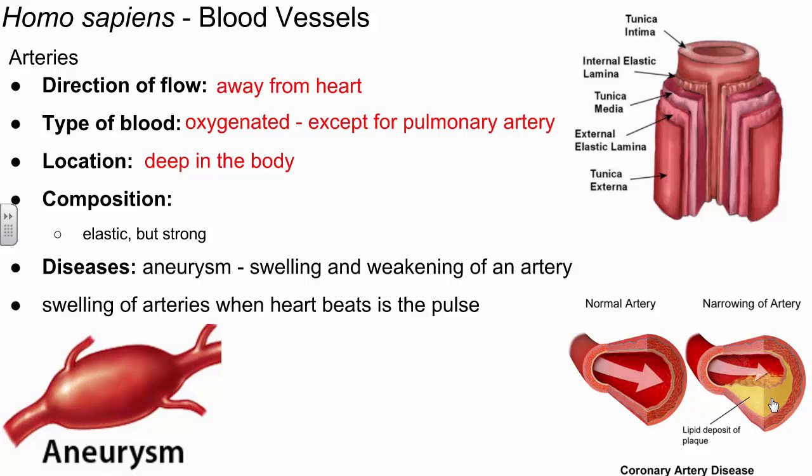And part of this has to do with the composition of our arteries. Arteries are elastic. They're quite flexible. They're strong because, again, they have to withstand that pressure. And they're smooth on the inside to allow blood to flow efficiently through them. They're pretty thick if we're comparing them to veins. They're made of smooth muscle. They're elastic, but they're strong.